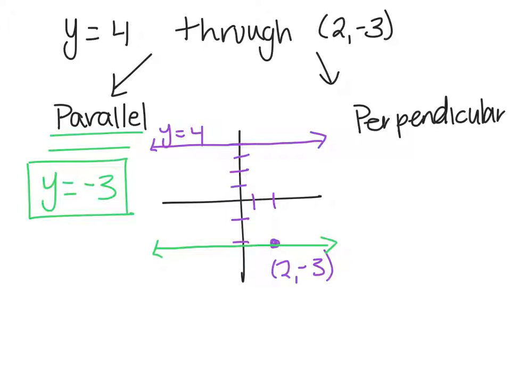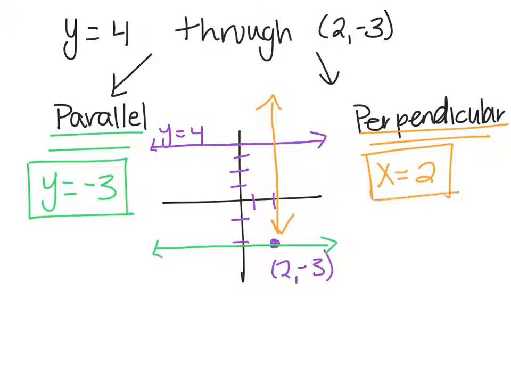Now let's look at something perpendicular. Perpendicular means it's going to create a 90-degree angle. So perpendicular goes through the x-axis at the x value, and now I have a line perpendicular to the given line.